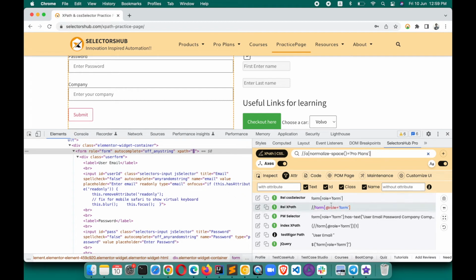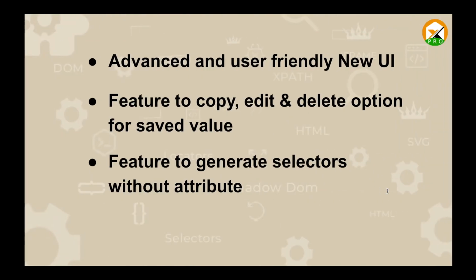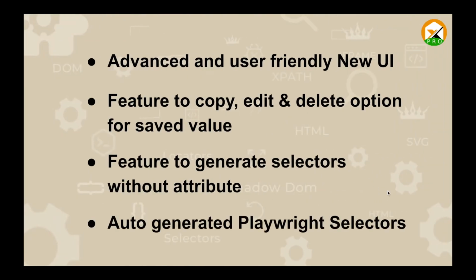If we hit enter, by default it will generate with this thing. Now you have two input boxes, if you want to generate with any particular attribute or you want to generate without any attribute. Let's say we don't want with role. In that case you can enter this attribute name here and hit enter. It will not generate with that attribute. So now you have this option here to generate XPath and selectors without any particular attribute.